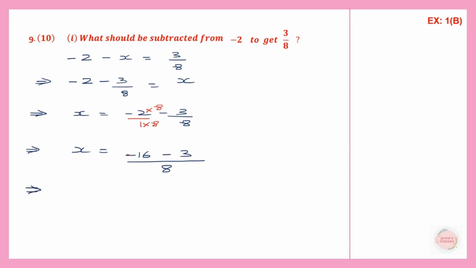So now we can find the value of x. X is equal to minus 16 minus 3. Signs are the same. Put the same sign and add. 16 plus 3 is 19, 19 by 8. So we have our answer. x is equal to minus 19 by 8. So that is a rational number that should be subtracted from minus 2 to get 3 by 8.